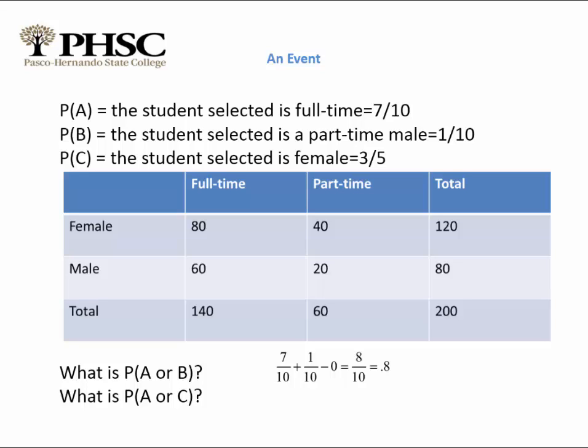The next one is probability of A or C. Well, in this case, A is 7 out of 10, C is 3/5. Now, what's the probability that the student is full-time and a female? They're 80, so 80 out of 200, and that's that probability. And so we add these three fractions, we get 9 over 10, which is 0.9. So the probability of the student being full-time or a female is 0.9.